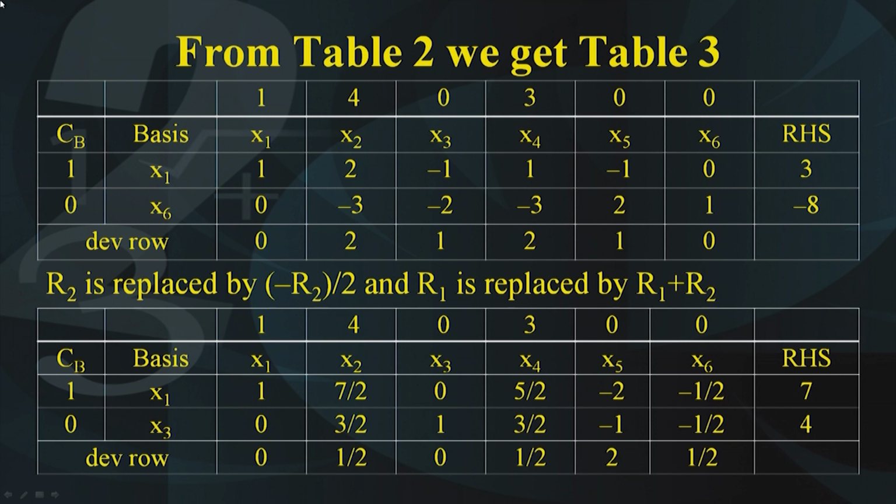Now, you will observe that we calculate the last row, that is the deviation row, as usual, that is 1 minus (1, 0) multiplied by (1, 0), that is 0. Then the next ones are 1 by 2, 0, 1 by 2, 0, and finally 1 by 2. Now, you will find that this is optimum as well as feasible, because the right hand side has become greater than 0. As you know, for feasibility it is necessary that the right hand side should be greater than or equal to 0, and that is what is happening here.